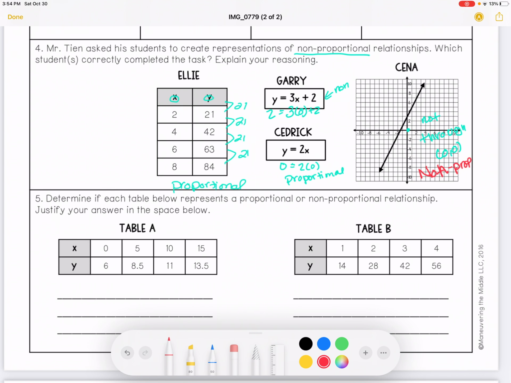Okay, number 5, determine if each table below represents a proportional or non-proportional relationship. Okay, table A. Right away, we can see that it is not at 0, 0. So we can say not 0, 0, so non-proportional.